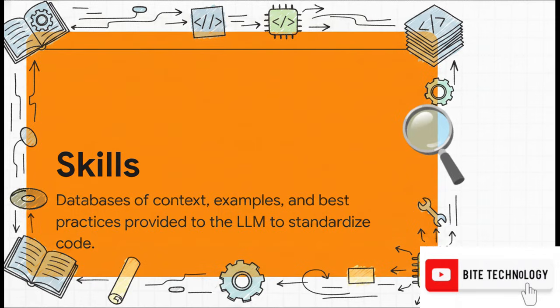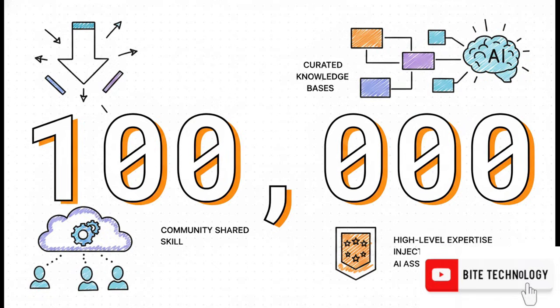You just drop these skill files right into your project, and your AI instantly starts coding exactly the way you want it to. And just to show you how massive this ecosystem is getting, look at this number, 100,000. That's how many times the community-shared Anthropic front-end design skill has been downloaded. Developers are out there actively creating these highly curated knowledge bases and sharing them, which really just proves how valuable it is to inject specific, high-level expertise directly into your personal AI assistant.